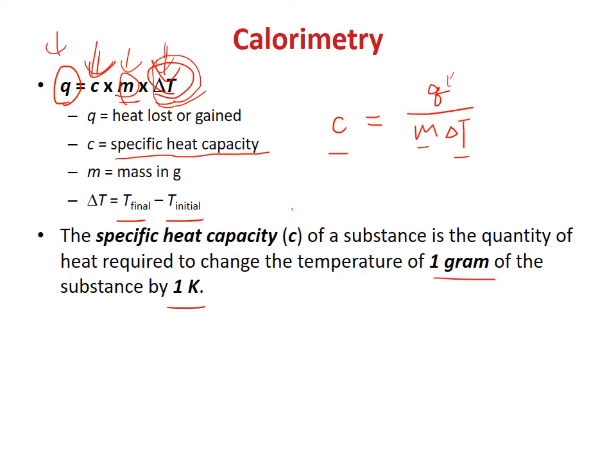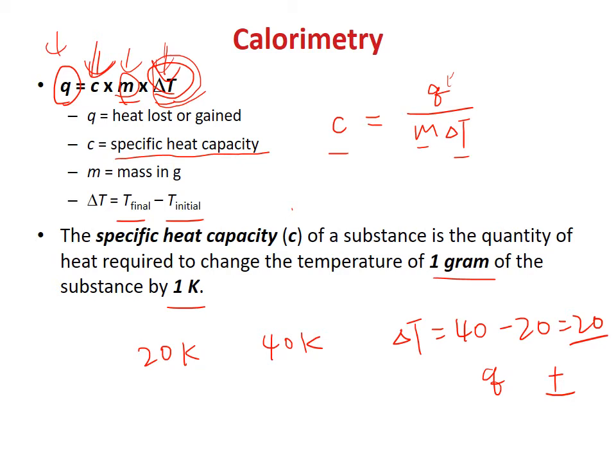So suppose the initial temperature is 20 Kelvin, which goes to 40 Kelvin. So delta T is final 40 minus 20, which gives you 20, which is a positive number. So Q will be positive. A positive Q means the process absorbs heat. The object absorbs heat. So when the substance absorbs heat, the temperature goes up, so from 20 to 40.